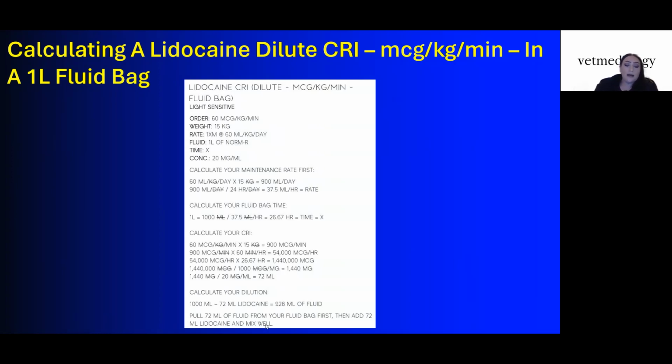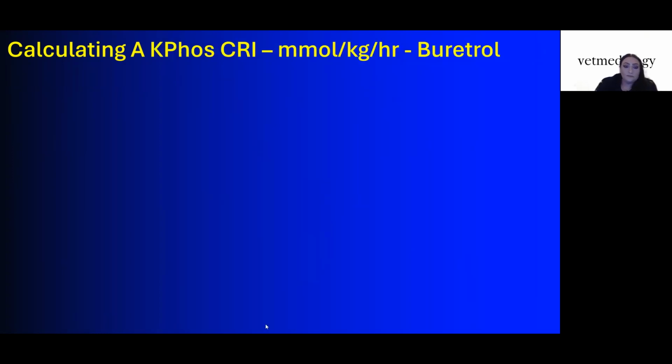1,440,000 mics divided by 1,000 mics per mg is 1,440 milligrams. 1,440 milligrams divided by 20 mgs per mL equals 72 mLs lidocaine. So we're going to calculate our dilution now. 1,000 mLs minus 72 mLs lidocaine is 928 mLs of fluid. We want to pull 72 mLs of fluid from the fluid bag first, then add 72 mLs of lidocaine and mix well.